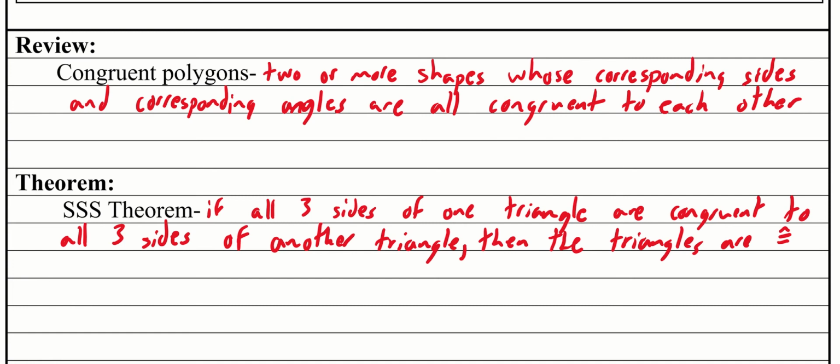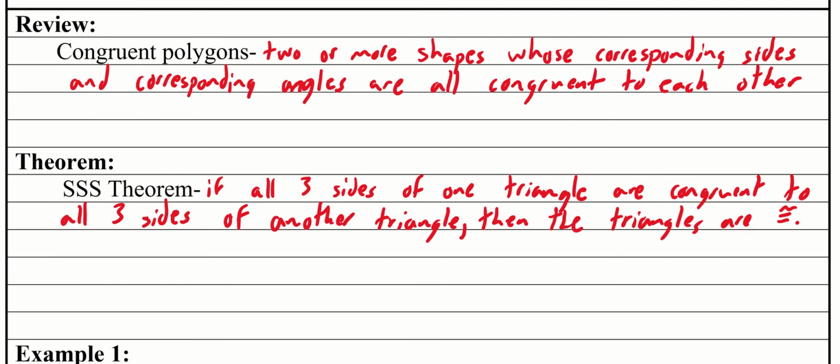Now I'm just going to use the congruent symbol for this one to save on space. If all 3 sides of one triangle are congruent to all 3 sides of another triangle, then the triangles are congruent. Okay, so this is huge because, like I said, this basically just cut our workload in half. Usually we'd have to list all sets of sides and all sets of angles. Now we don't even need to worry about the angles if we just show the sides here. So I'm going to go ahead and show an example here.